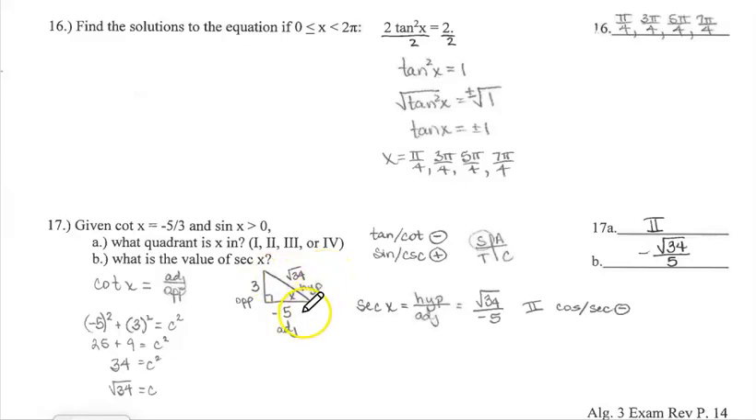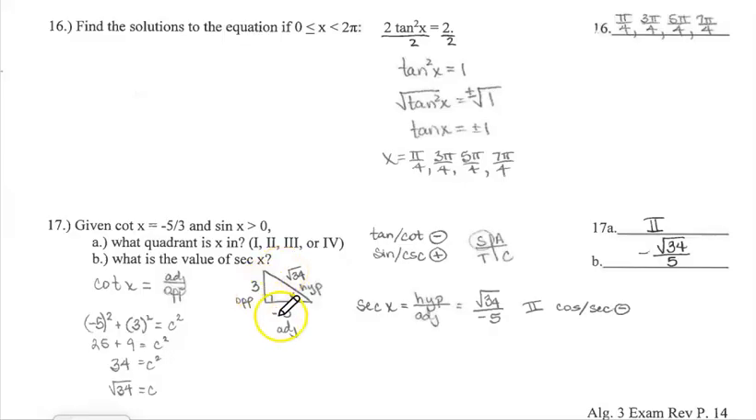Now be careful, this is not a 3, 4, 5 triangle. Remember that the 5 has to be the hypotenuse. It has to be the longest side. So you couldn't have a 4 over here on the hypotenuse. All right, so let's do the Pythagorean theorem.